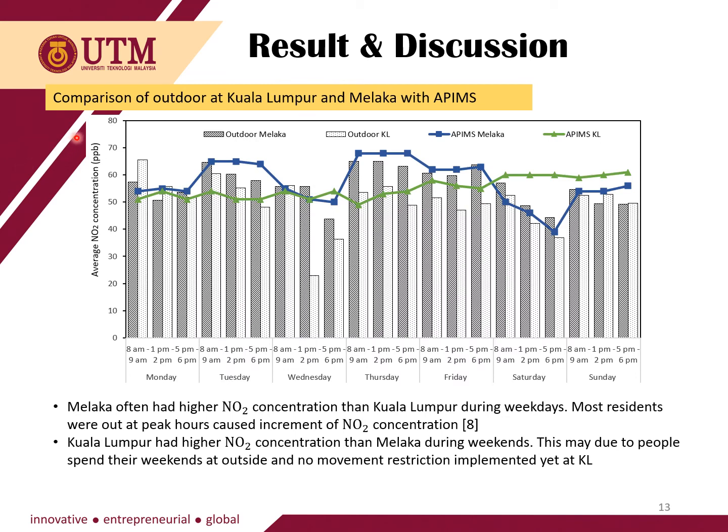This is the comparison of outdoor at Kuala Lumpur, which is an urban area, and Malacca, which is a suburban area, compared with APIMS data value. As can be seen in the graph, Malacca, which is the blue color, often had higher NO2 concentration than Kuala Lumpur during weekdays. This is because most residents were out at peak hours, causing the increment of NO2 concentration.